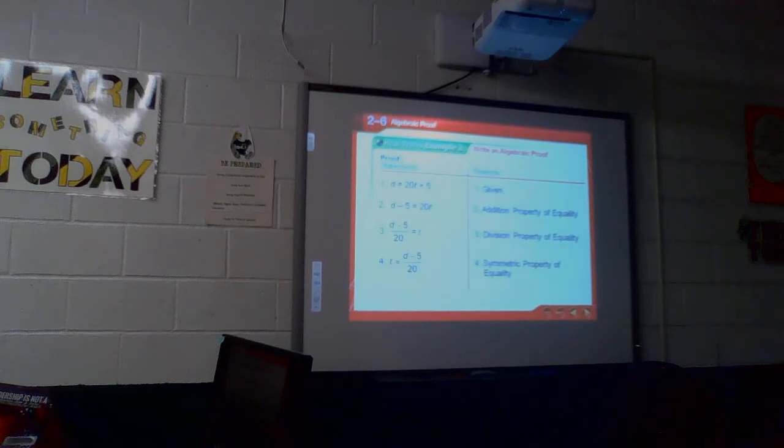So, this problem right here would have been 4 steps. So we would have said number 26 is worth 4 points. That's what we would have done right there. Not too bad, right? Any questions with that one?